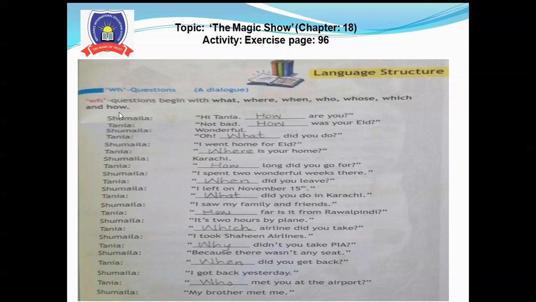Tanya: When did you get back? WHEN, when did you get back? Shumaila: I got back yesterday. Tanya: Who met you at the airport? Shumaila: My brother met me. Okay students, this is a dialogue between two friends, Shumaila and Tanya, and they are discussing their vacations.